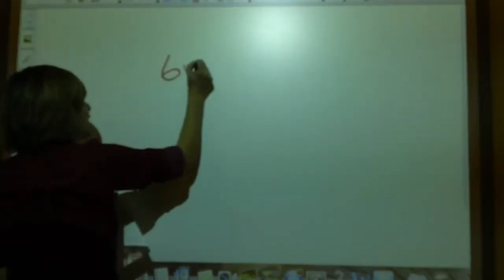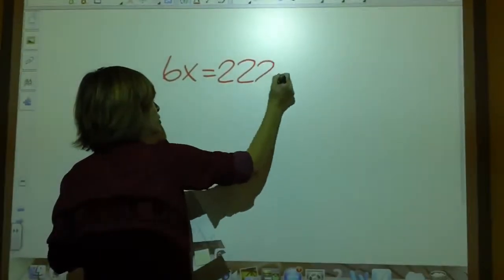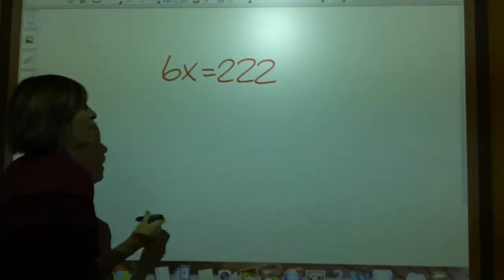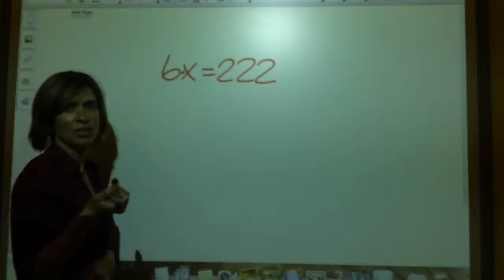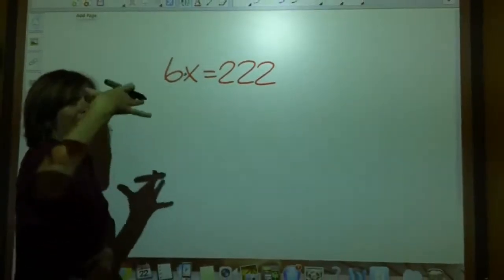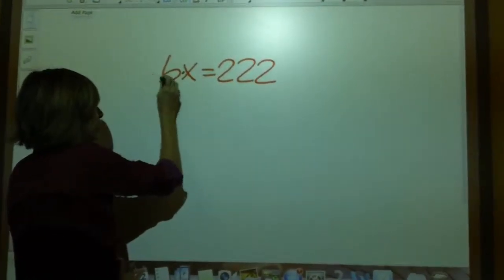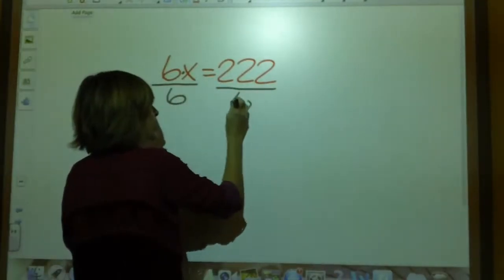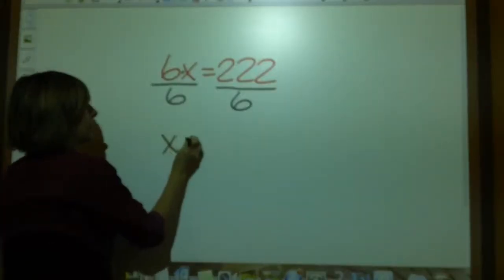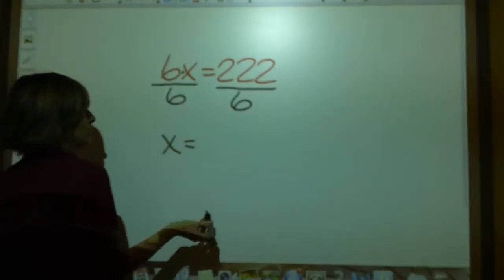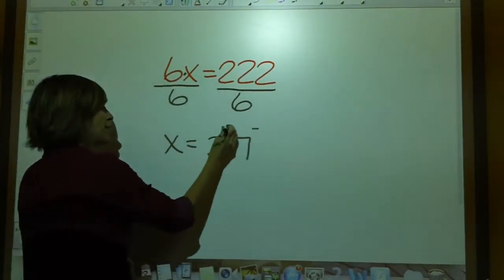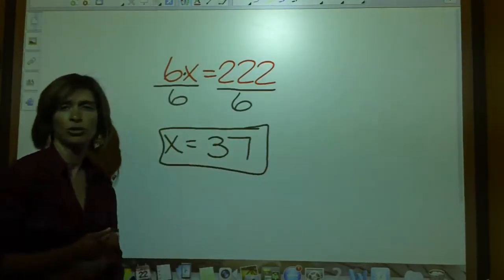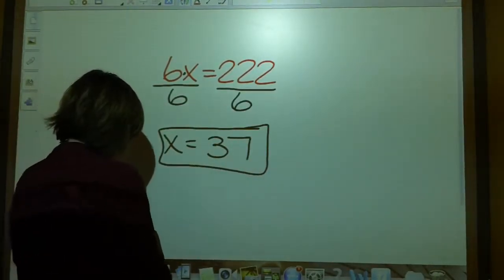Okay, 6x equals 222. Now what you have to recognize here is that 6 is actually being multiplied to the x, remember? So we have to do the opposite operation, which is division. So I'm going to divide both sides by 6. And let's see, 6 goes into 22, 3 times, 18, 42, 37. So x equals 37. 222 divided by 6 is 37.